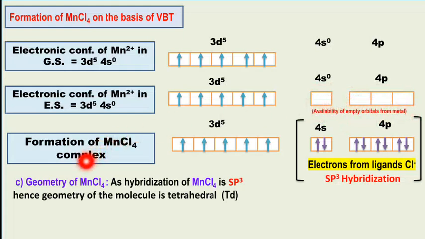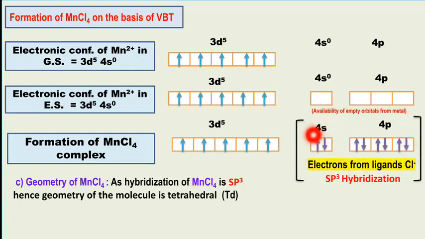So in this step, that is the formation of the MnCl4 complex, again the d orbital will not change, its electrons will remain as they are. Now you can see that the 4s and 4p orbitals are filled by the electrons, that is a lone pair of electrons donated by the chloroligands. So one chloroligand will donate 2 electrons. In this way the 4 chloroligands will donate 8 electrons, and these 8 electrons will be distributed into the 4s and 4p orbitals.